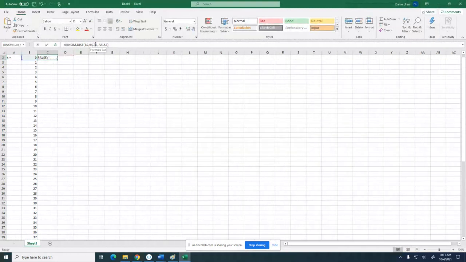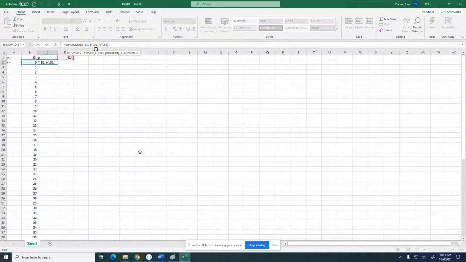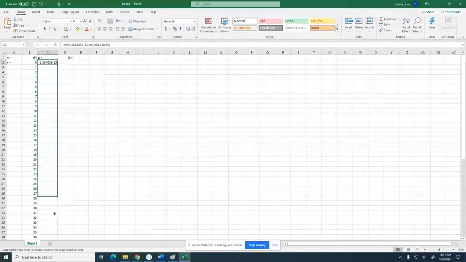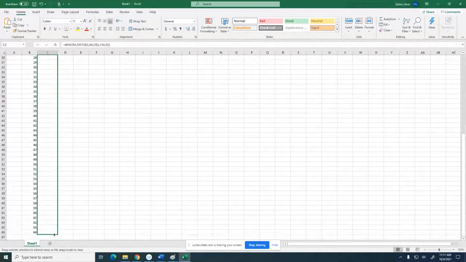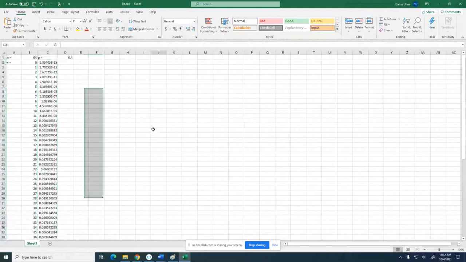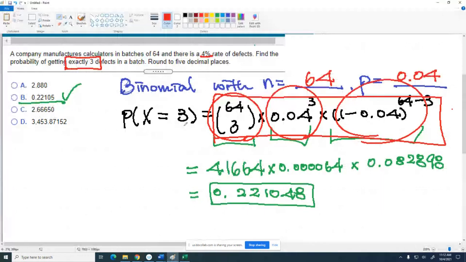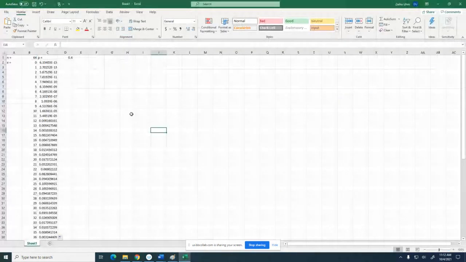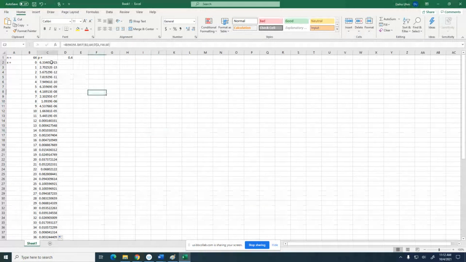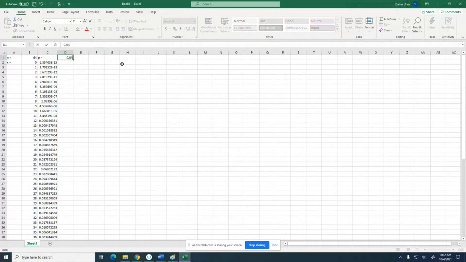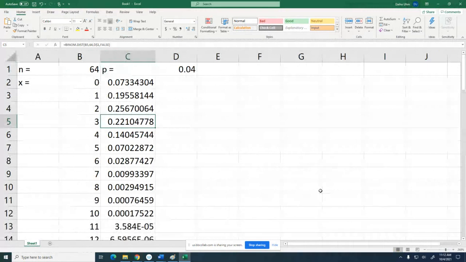Then I just keep the probability in D1. So let me put the $ sign and copy down up to 64. Okay, it's good. And I just got the probability at x equals 3. Uh-oh, something is wrong. Just a second. You did 0.4 instead of 0.04. Oh, thank you. 0.04. Then I fixed it. Can you see the probability at 3? Was it 0.22 something, right?